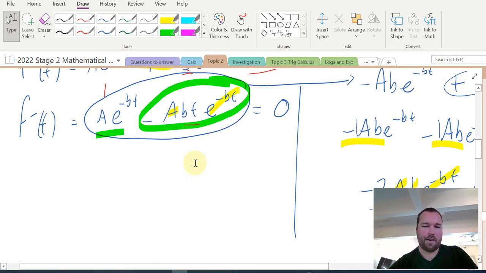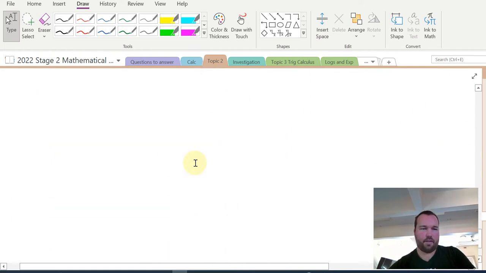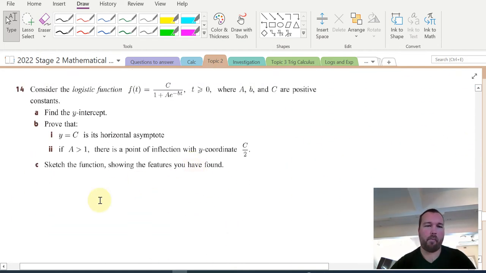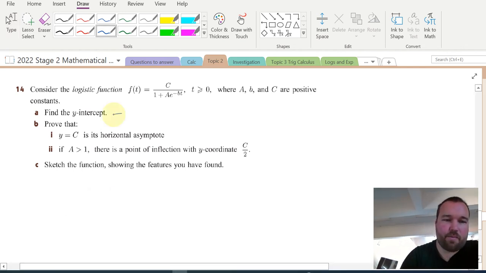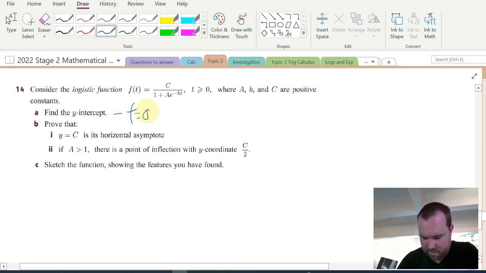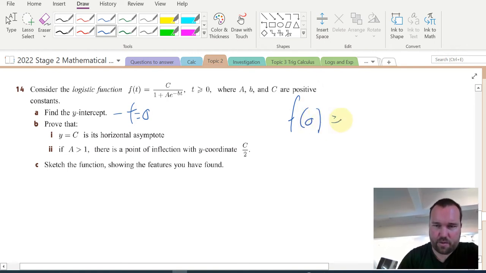All right. Go down and find 14. All right, consider the logistic function where a, b, and c are positive constants. Find the y-intercept. All right, y-intercept occurs when t equals 0, or the x equals 0. So here, if t equals 0, f of 0 is equal to c on 1 plus. That whole thing will be 1, so it's just 1 plus a. Whoop, lovely.